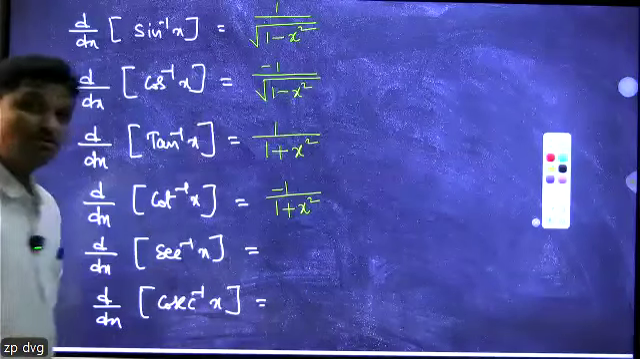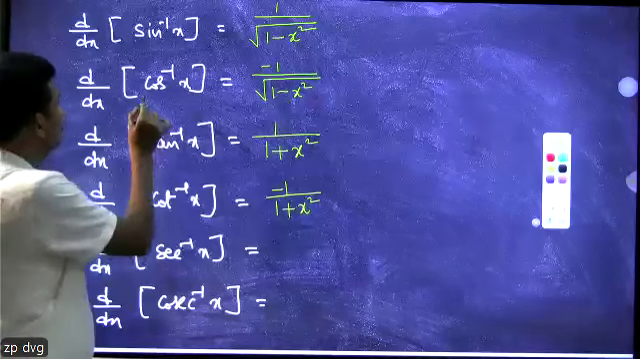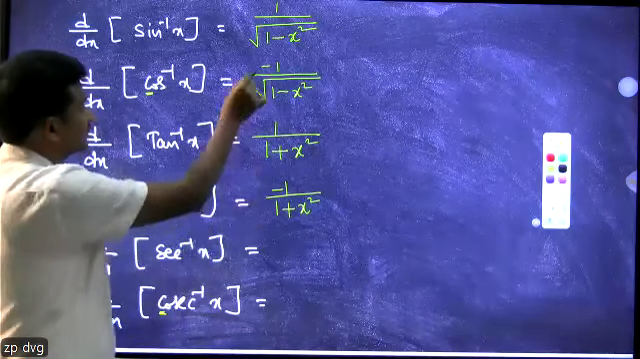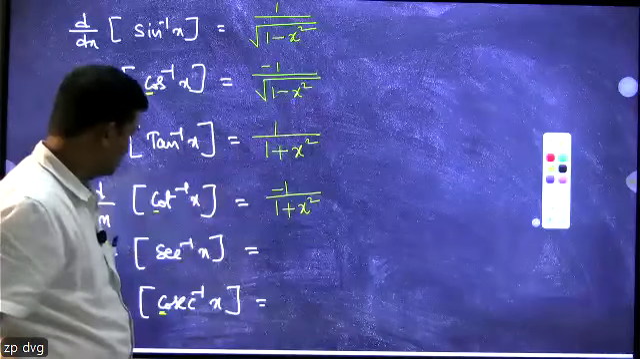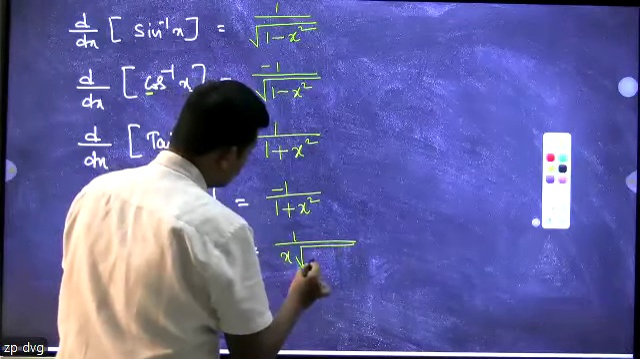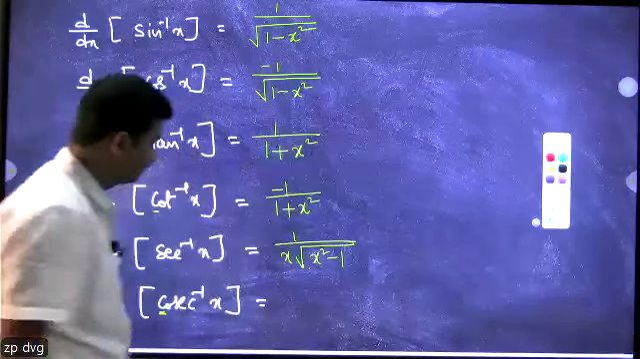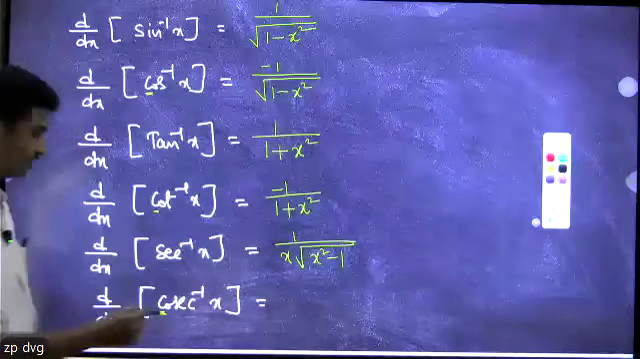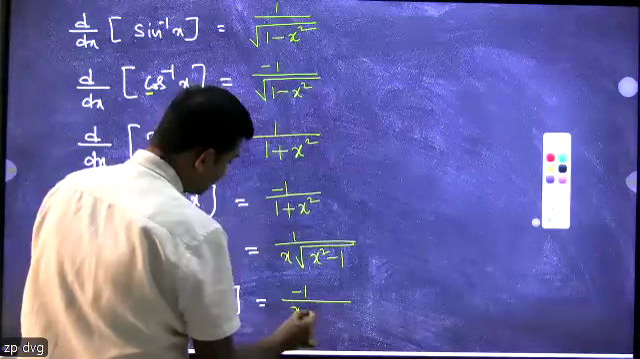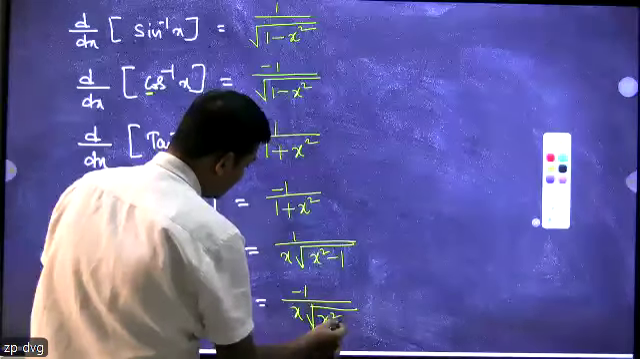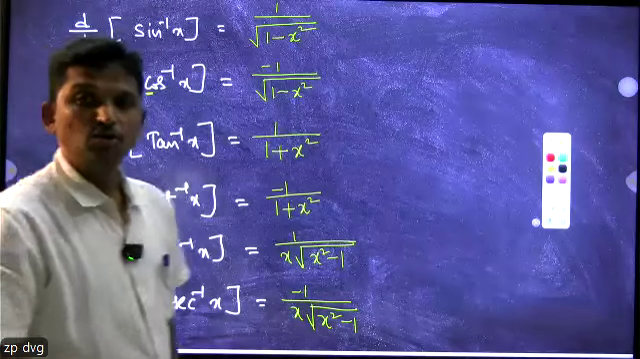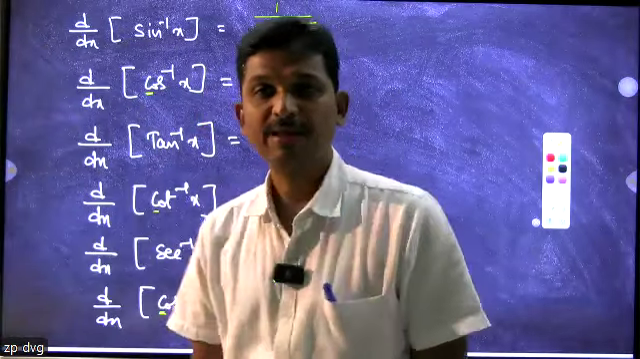Okay. Derivative of secant inverse x. And here also you observe, whenever the derivative of an inverse trigonometric function starts with c, its answer starts with minus. Minus 1 divided by... Derivative of secant inverse x is 1 divided by x into root over x square minus 1. Right? Derivative of cosecant inverse x, it starts with c, so minus 1 divided by x into root over x square minus 1. These are the derivatives of inverse trigonometric functions. You must be good in these things, right?